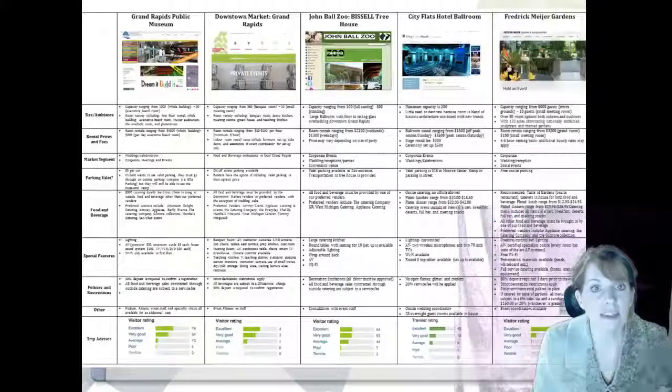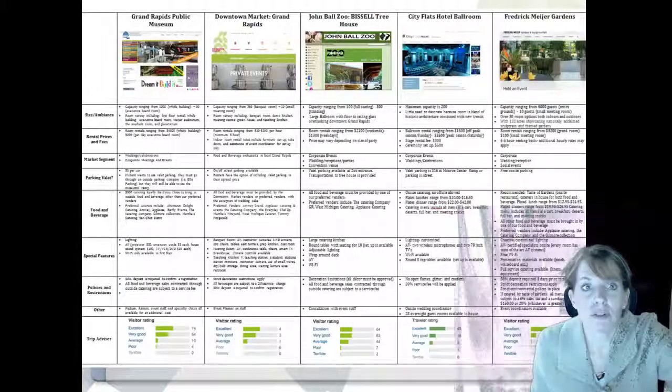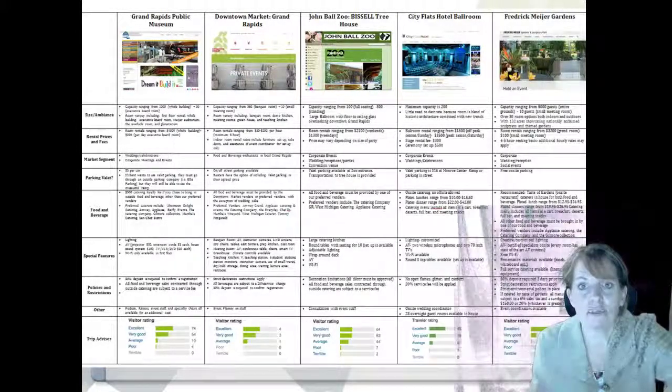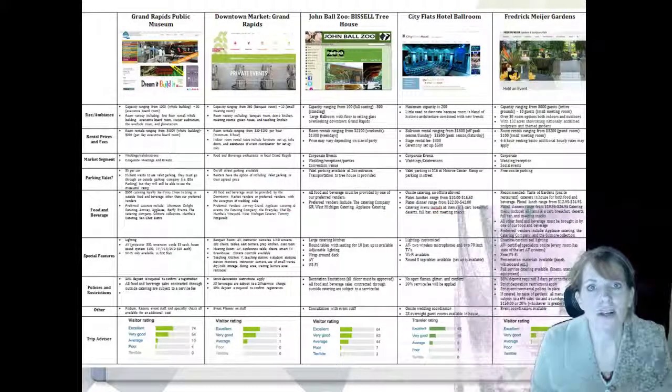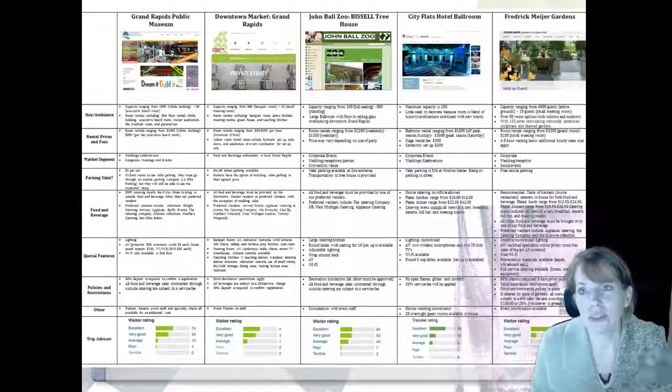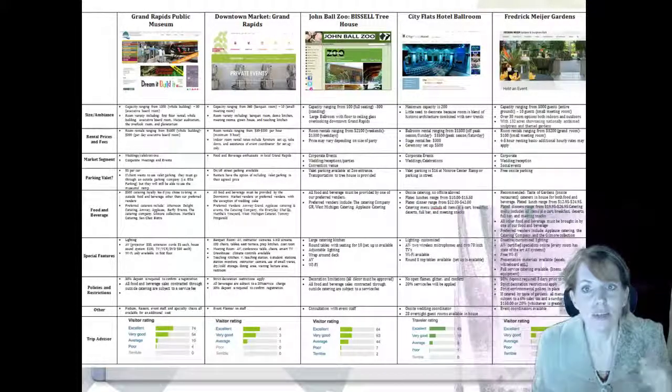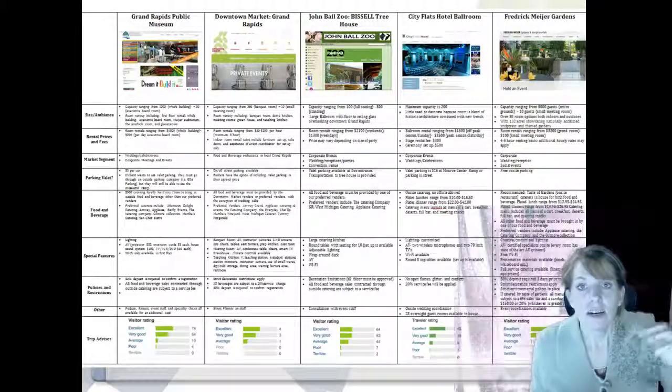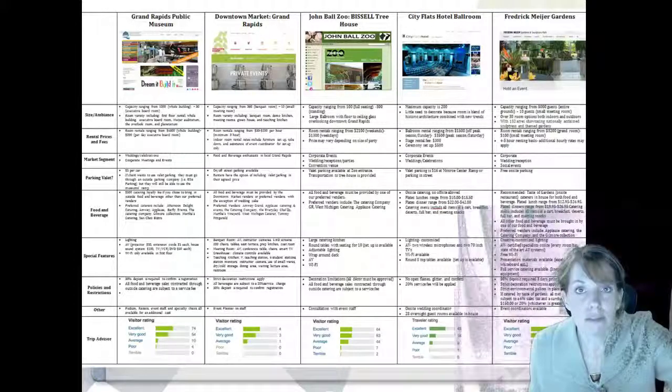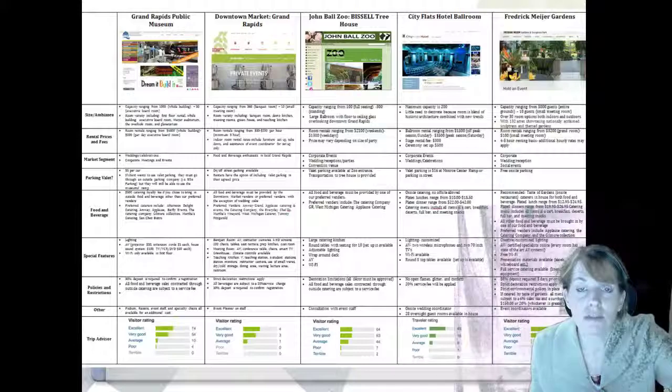So in this case, this was a marketing plan for the Grand Rapids Public Museum and their competitors. The first column is your agency, and the remaining columns are the competitors. In this case, the Public Museum's competitors were the Downtown Market, the John Ball Zoo, City Flats, and Fred Meyer Gardens. So for those 4 competitors, this individual decided to look at several pieces of information related to their competition.